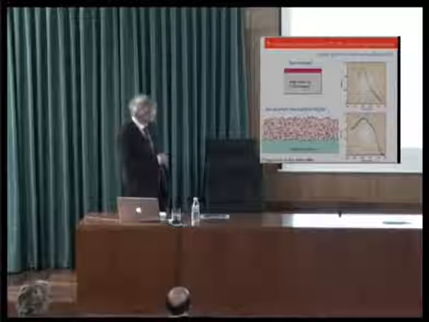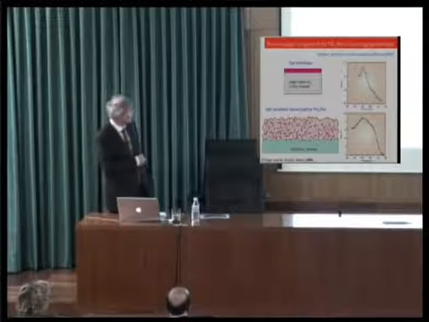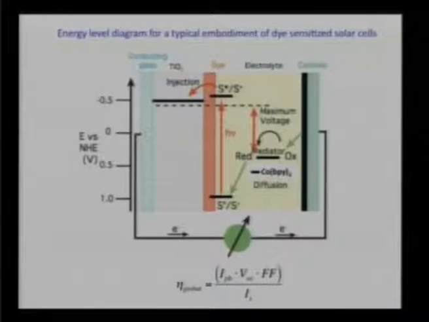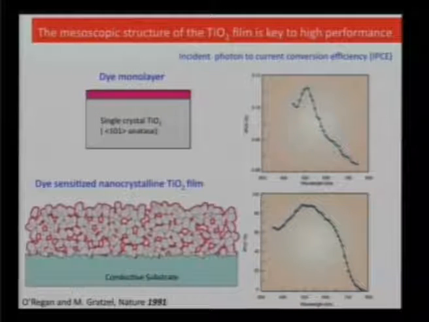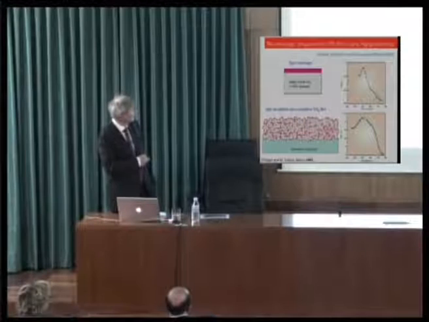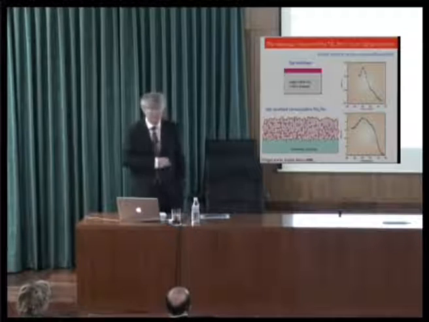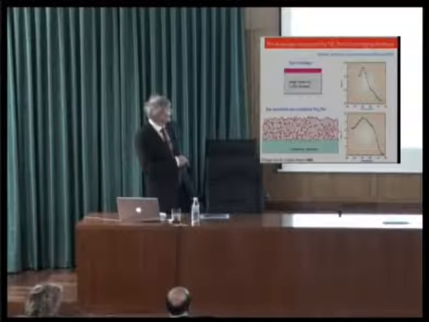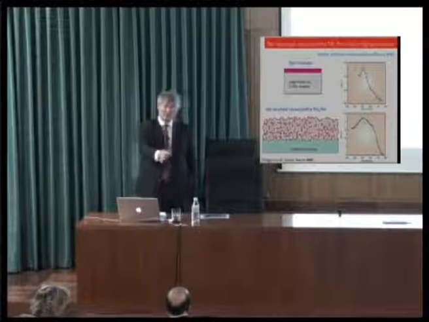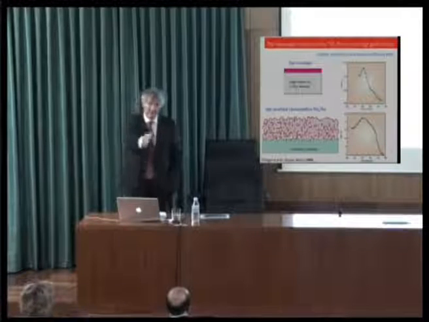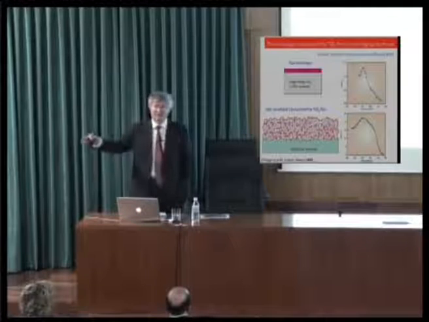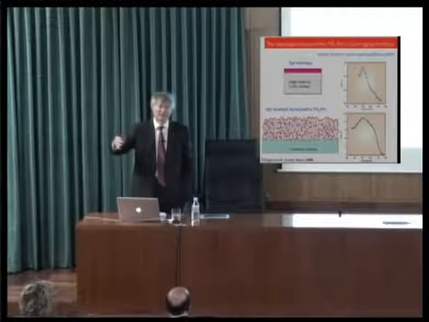But you can see the mesostructure, how important that is. If I use a single crystal, sensitize it, then there's very little efficiency. This scale is now the external quantum efficiency, or incident photon to current conversion efficiency. So you measure the monochromatic photon flux that is impinging on the cell, and you compare it to the electric current that is produced in the outside circuit.